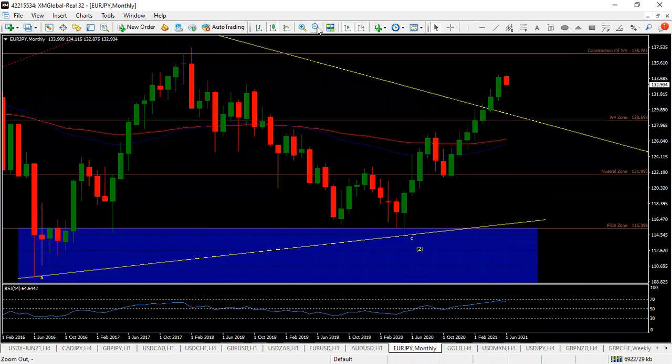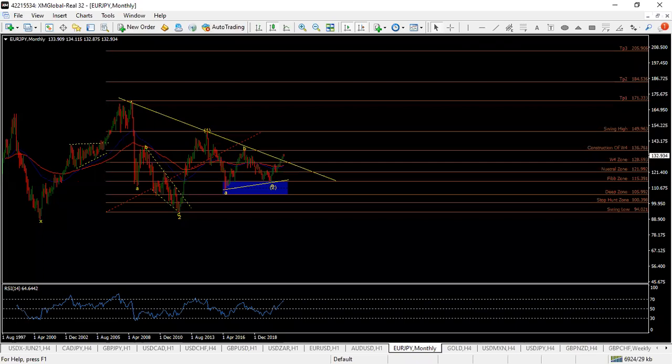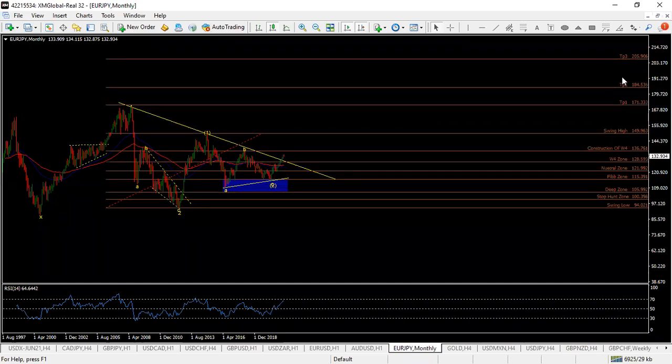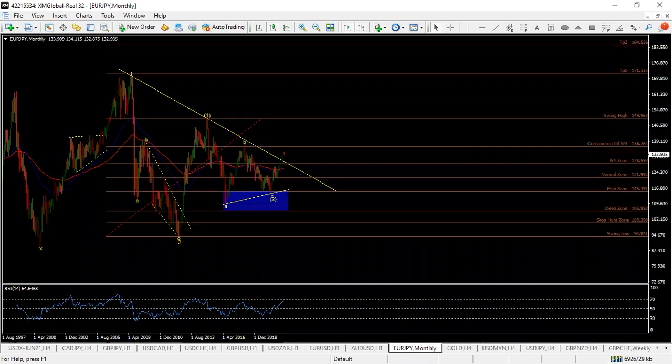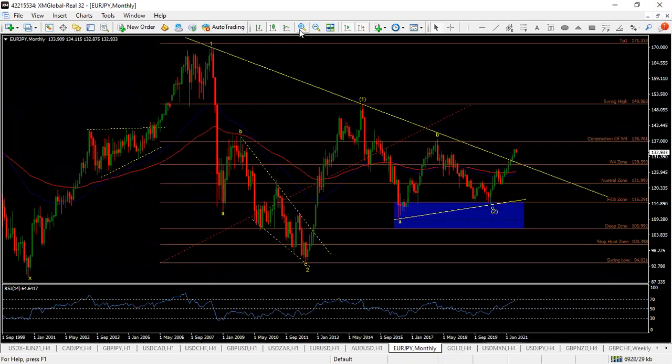You can see if I use my Fibonacci tool like this one, now it's in the zone. My targets are way up there. It might take about 4 to 5 years to reach there, but that's the main trend, gentlemen. So the main trend is an uptrend here. Whether you like it or not, this is the main trend from the monthly.